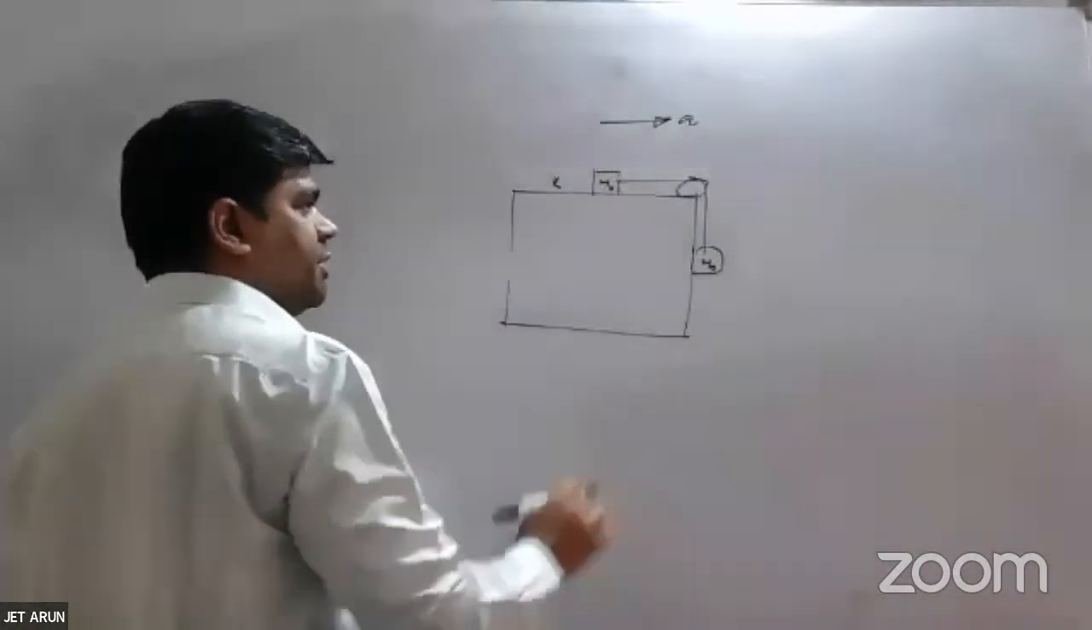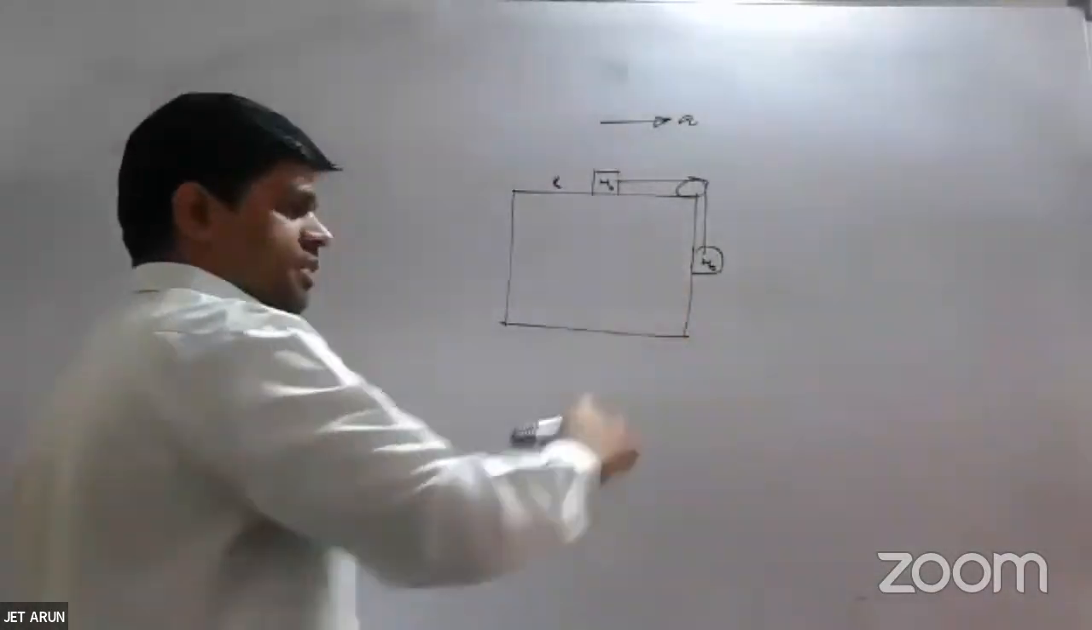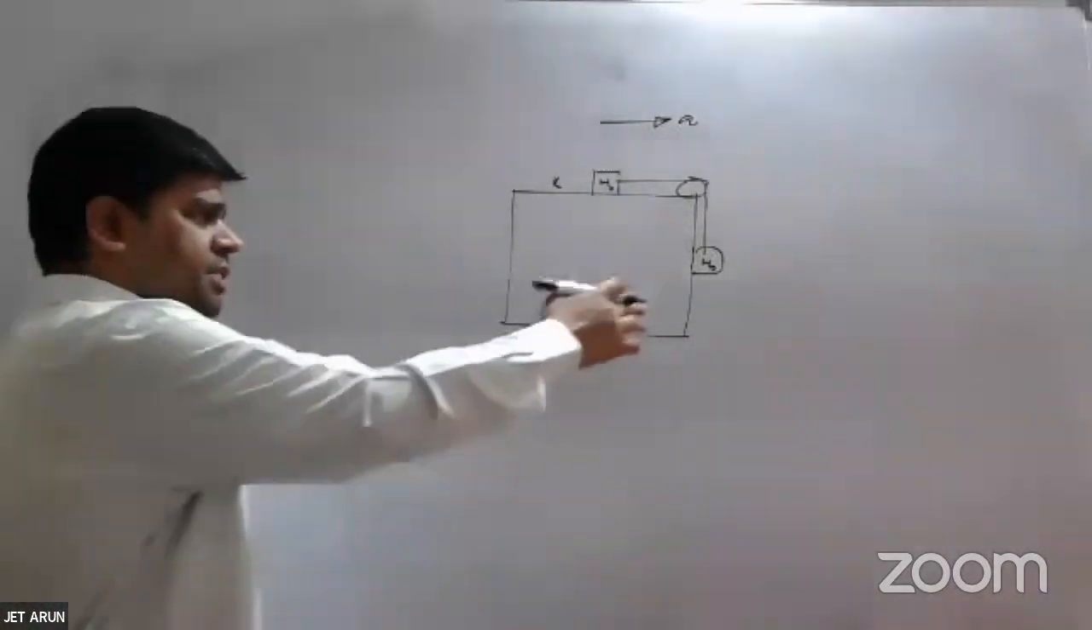Let's say there is no friction here. There's only friction here. This is very smooth, and then this is a frictional surface. This is a frictionless surface. Let us presume like that. We'll also solve it when this has friction.